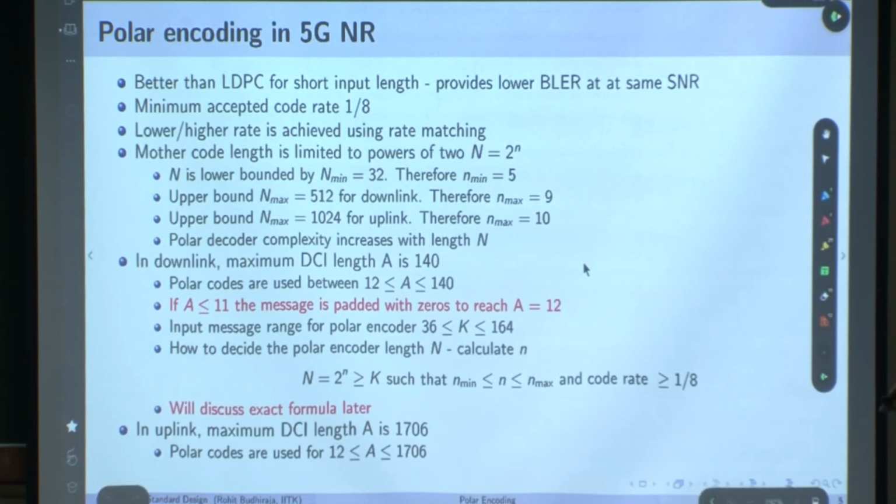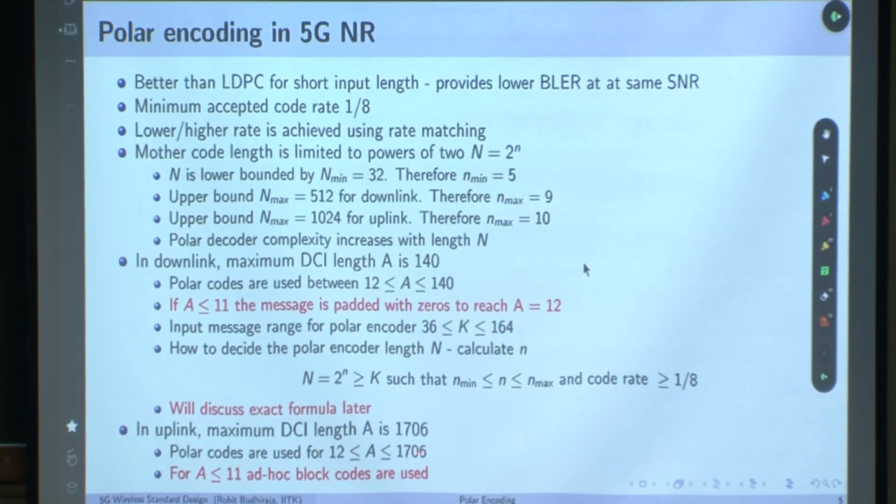So in the uplink, what are we saying? The length is between 12 and 1706, and the DCI length can be less than that also. And what kind of DCI will you get for that? It's an ACK or NACK, only 1 bit. Then what do you use? You don't even use the polar encoder. There are some other codes defined in the standard which are used if the DCI is less than length 11.